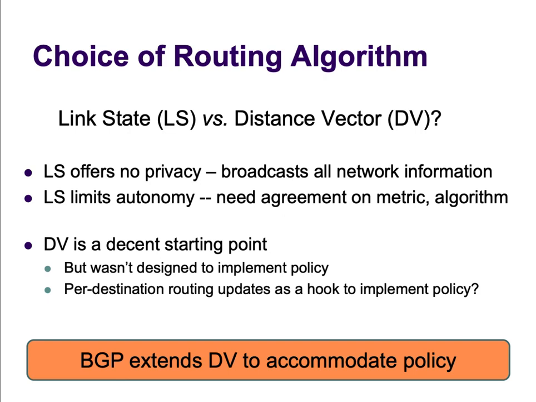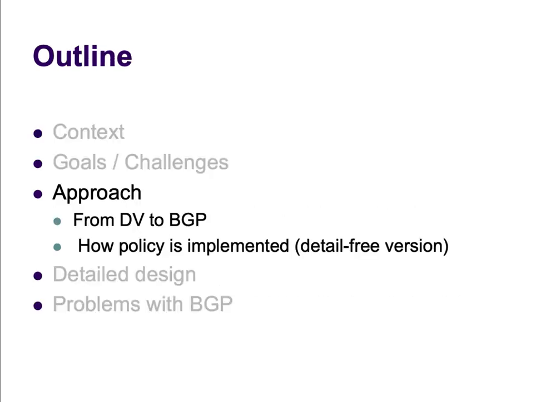So BGP extends distance vector in order to accommodate policy. The way we're going to talk about how BGP works, because BGP gets very detailed very quickly, so instead we're going to talk about going from distance vector to BGP at kind of an approach level and how policy is implemented. And then next lecture, we're actually going to get into the details of BGP messages and so on. But at this point, we're still in the general approach.